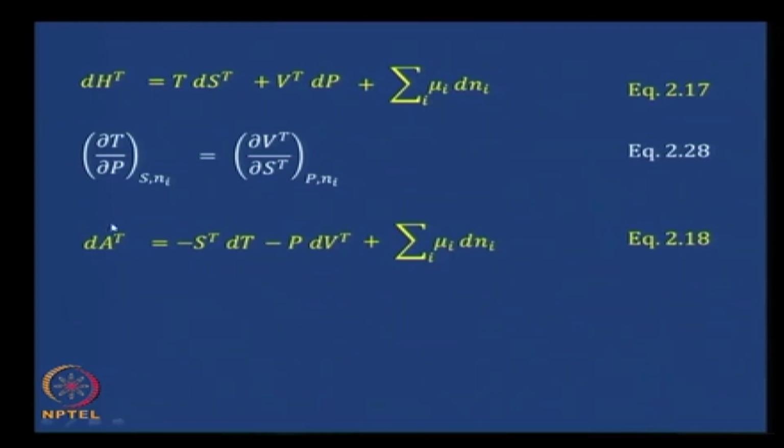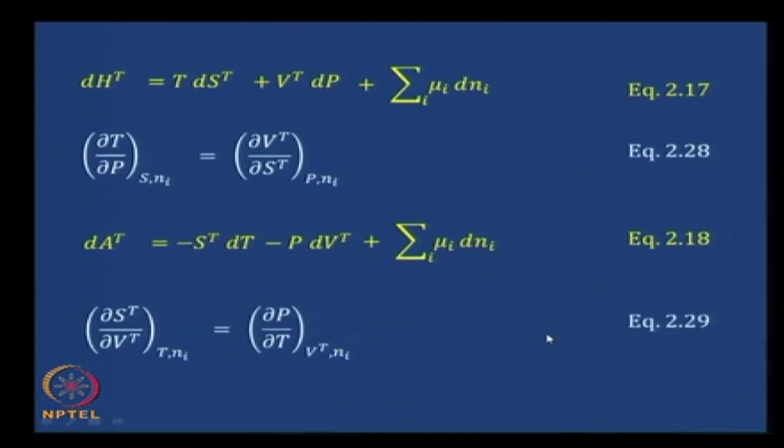Let us consider dAt now. We already have equation 218 as dAt equals minus St dT minus P dVt plus summation of mu_i dn_i. Now, it must become second nature to you. ∂St/∂Vt, note both are minuses here, so you do not have to worry about it if you take these two. ∂St/∂Vt at constant T and all other n_i equals ∂P/∂T at constant Vt and all other n_i. We will call this equation 229.